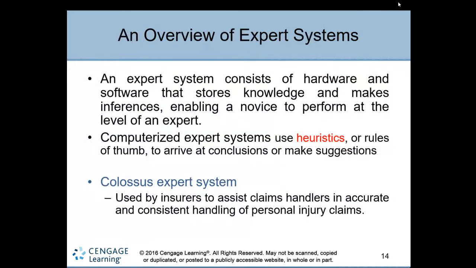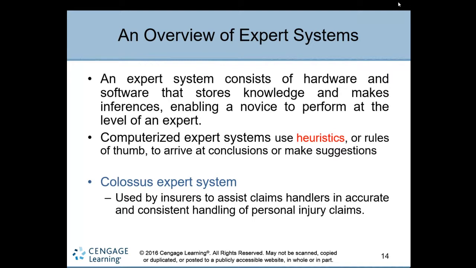Let's see another one, expert systems. Another potential use of information systems is the expert system, right, which is also related to the knowledge management system. An expert system consists of hardware and software that store knowledge and make inferences. With the help of knowledge, by using inferences, it will help the novice user. Novice means a beginner, a learner, to perform at the level of an expert, right?